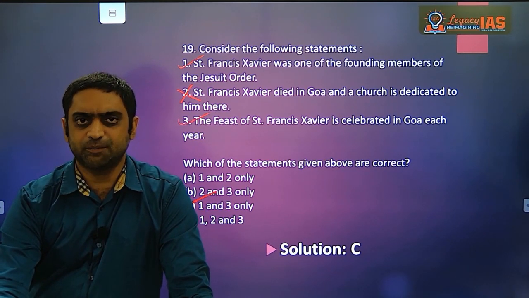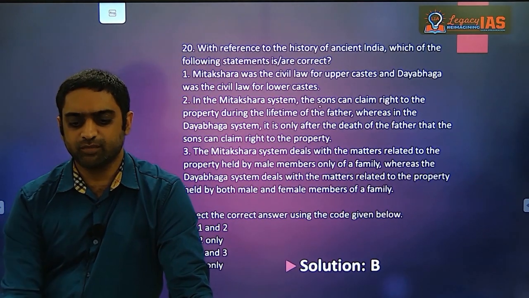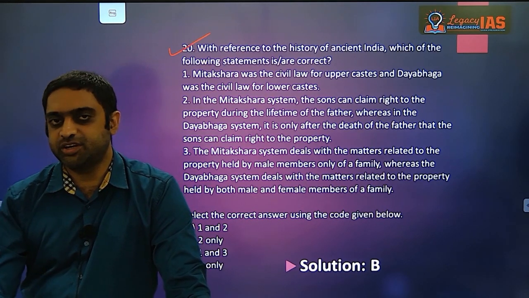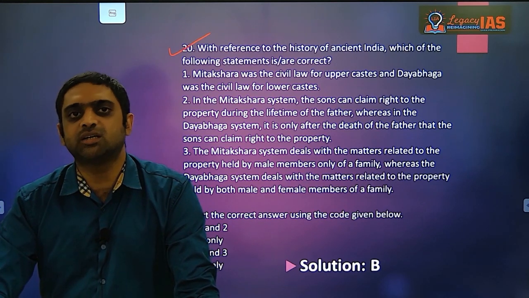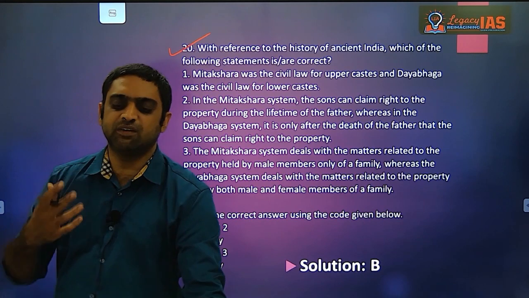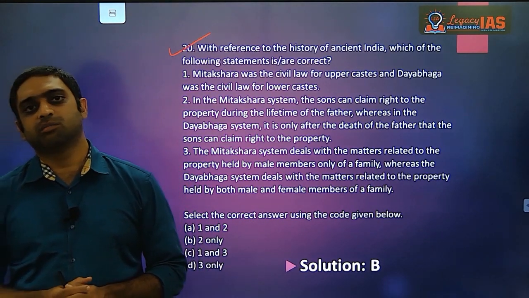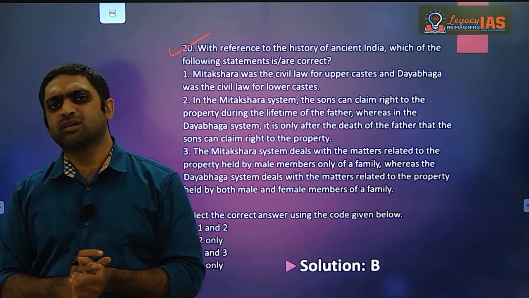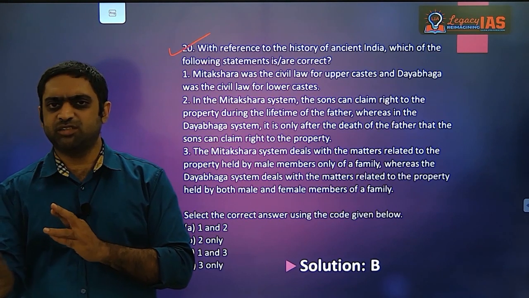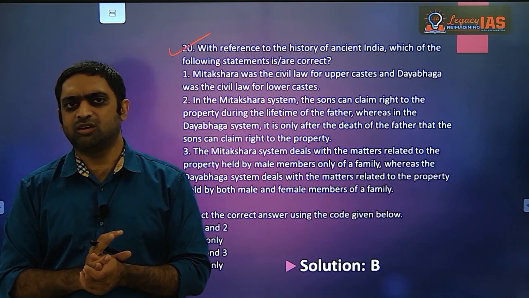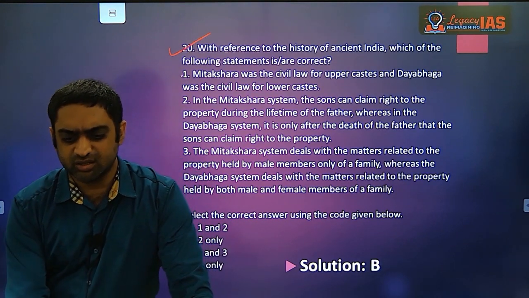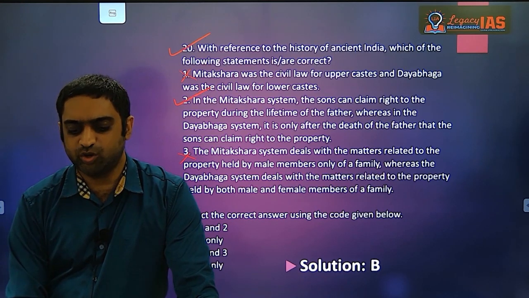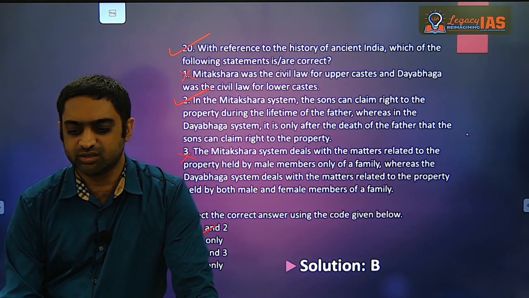The last question in the history section for today is regarding the law of inheritance. So in ancient India there were two laws of inheritance. One is Mitakshara school of thought which was given by Yagnavalkya, and Dayabhaga school of thought by Vijnaneshwara. So usually the Mitakshara school of thought was followed almost all over India, and Dayabhaga school of thought in certain places in Bengal and northeastern states. So in this both 1 and 3 are wrong statements, and only statement 2 is correct, and the correct answer here is B.